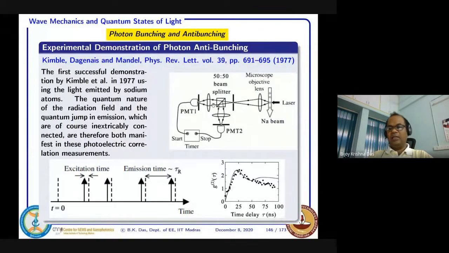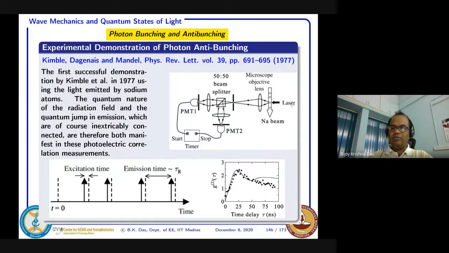So how did they do it? You see, a sodium vapor beam is passed through a transparent tube, such that the atomic flow is very weak. So at a time, perhaps one atom can be visualized with a microscopic objective.